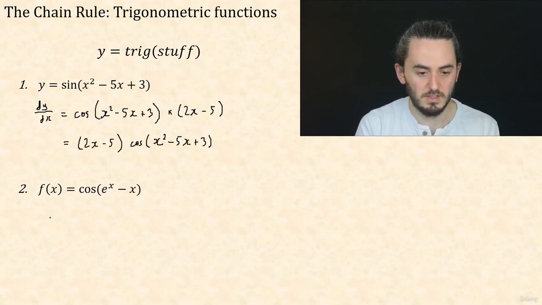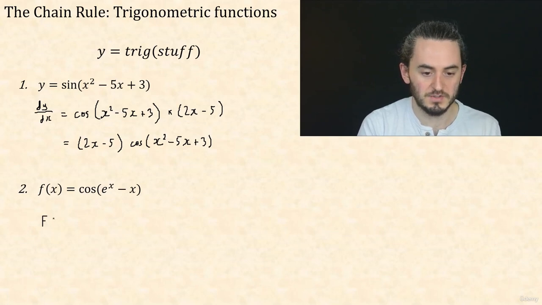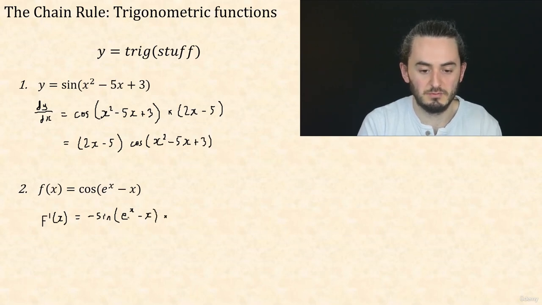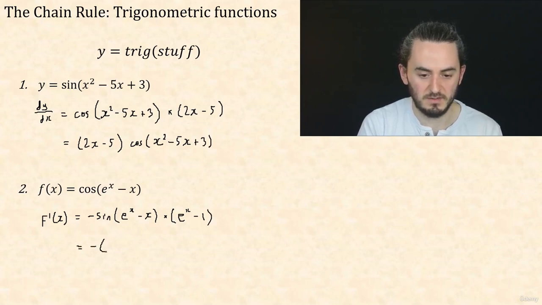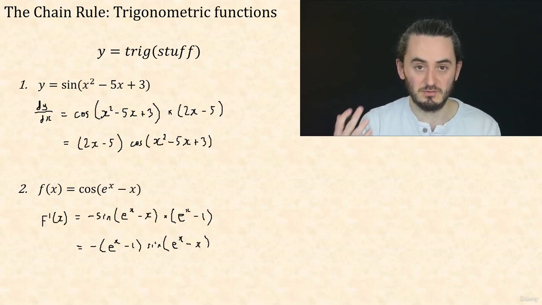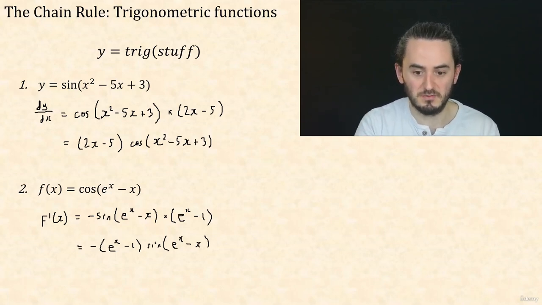How about this one? If I want to differentiate cos of e to the x minus x, well, the derivative of cos is minus sine, so it's minus sine of this stuff, but then multiply by the derivative of this bracket, which is e to the x minus 1. Neatened up maybe by putting this bracket first, minus e to the x minus 1 sine of e to the x minus x. So that's how we differentiate trig of some stuff, like trig of a function.